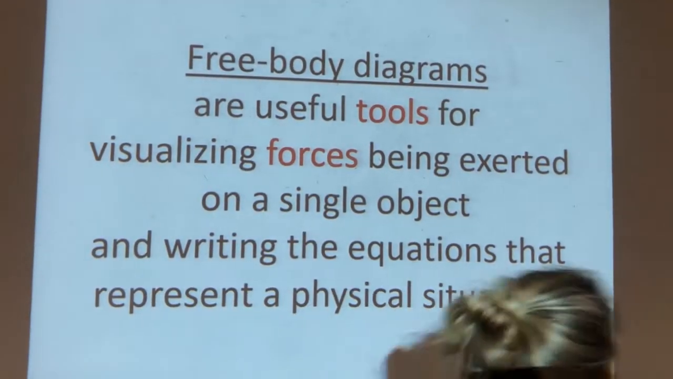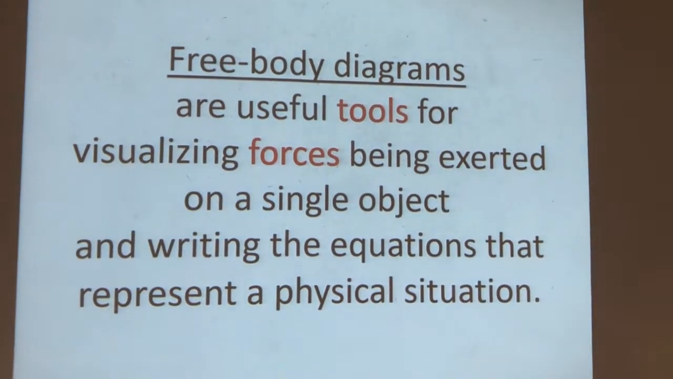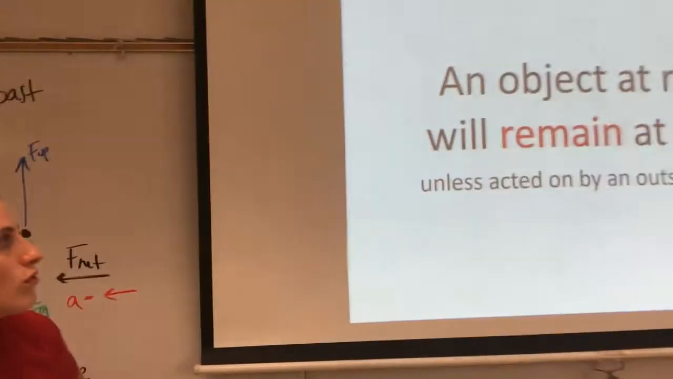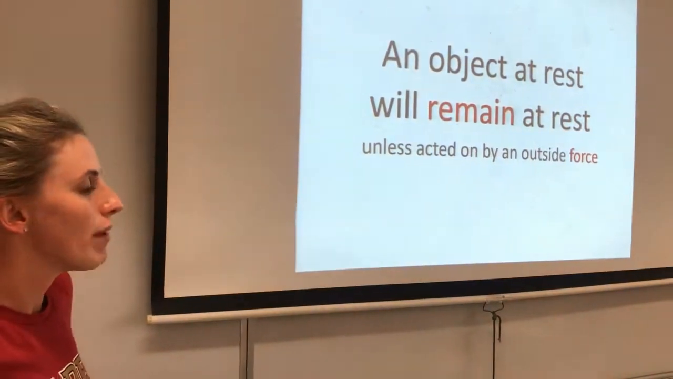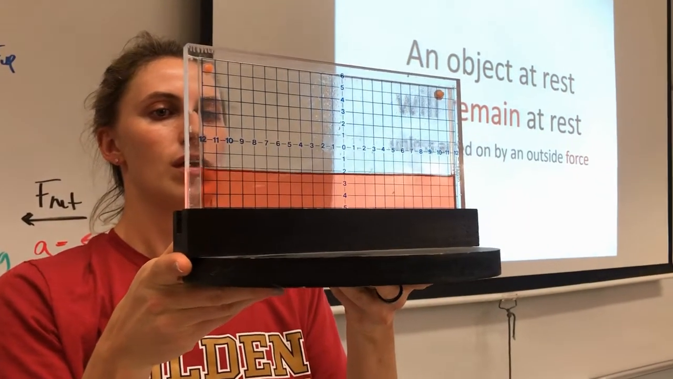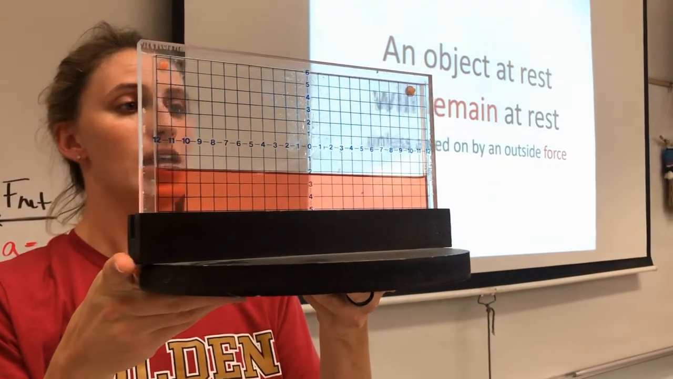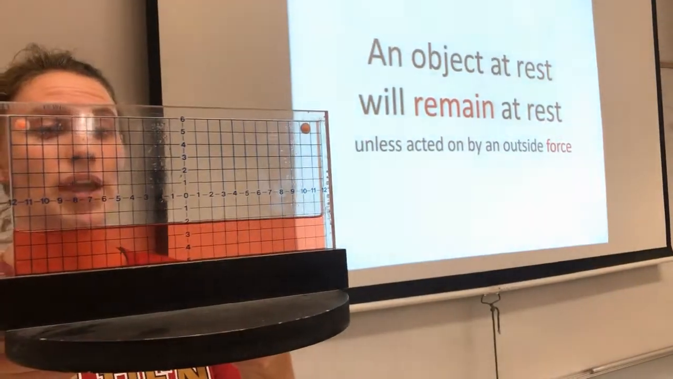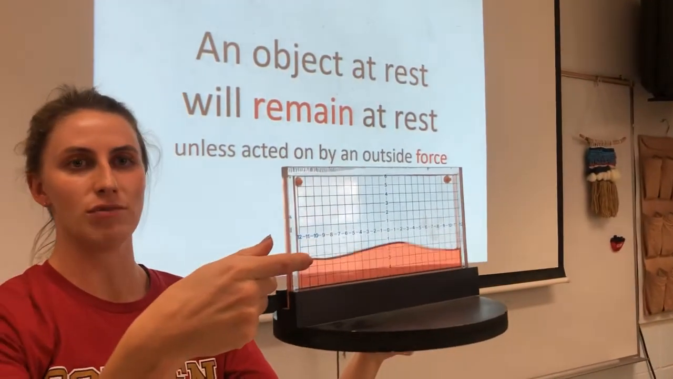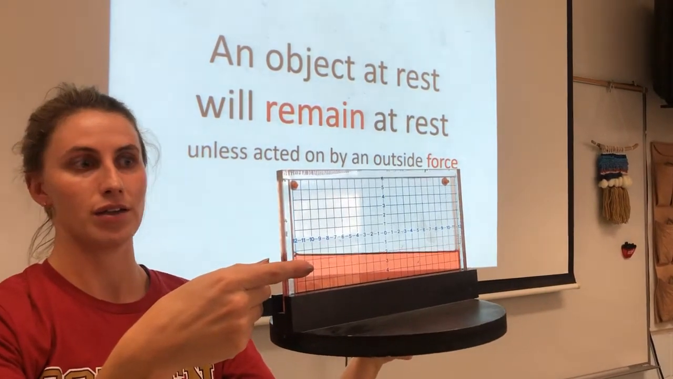All right, I think that concludes our free body diagram, yes? I think so. An object at rest will remain at rest unless acted on by an outside force. So let's talk about the water. It's just chilling, right? Yeah. And then when I put the force on it, when I move it in this direction, it wants to stay at rest, right? It sloshes up against the back.